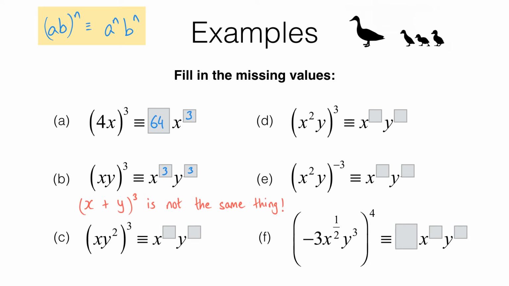Okay, let's go on to question C. Here we've got xy squared all cubed. Now, this is exactly the same as before, except the y is now a y squared.